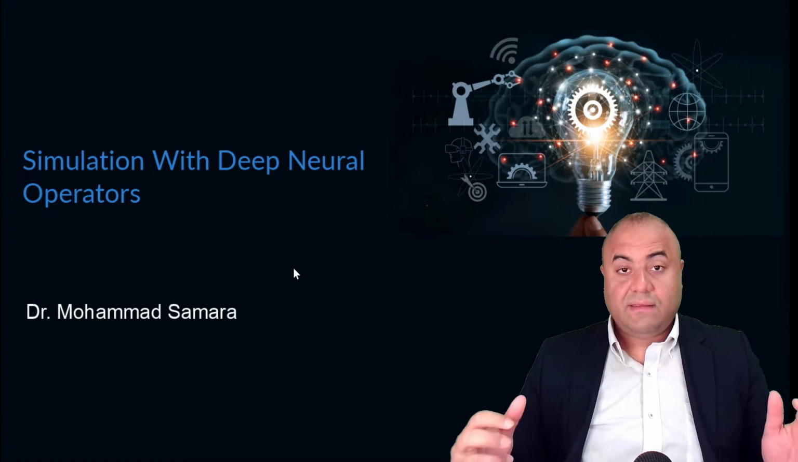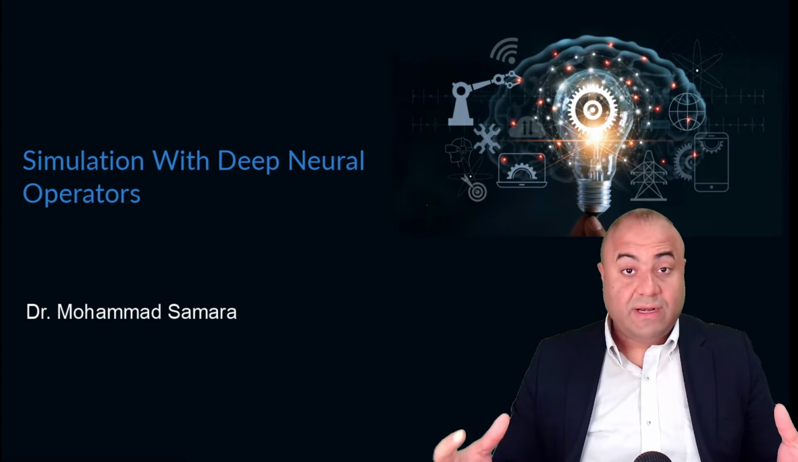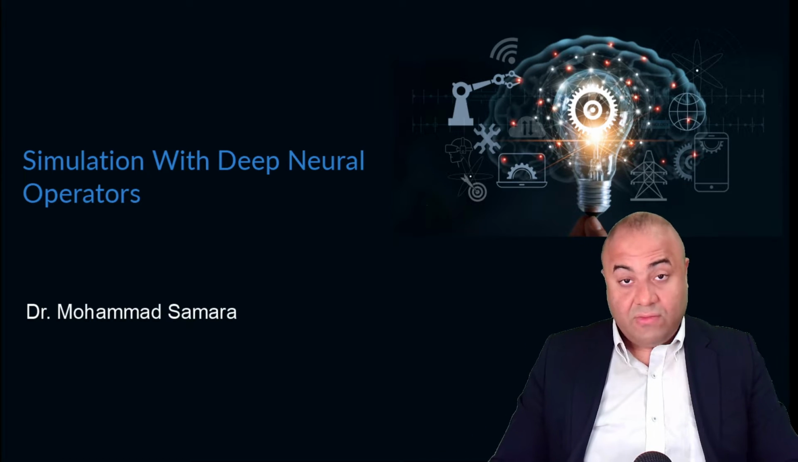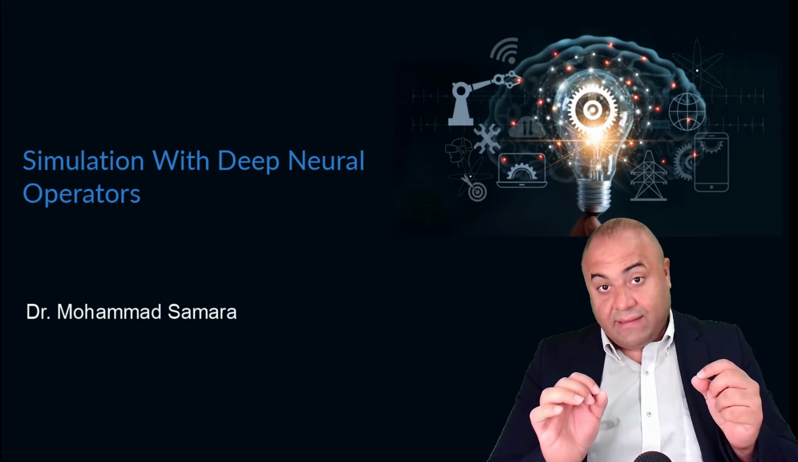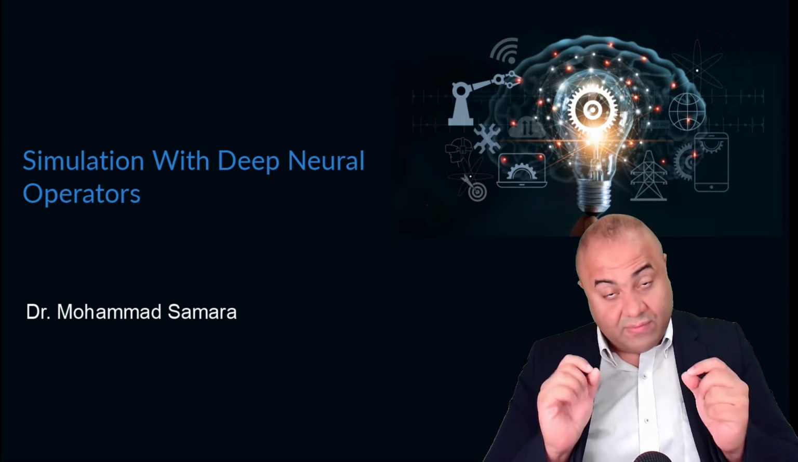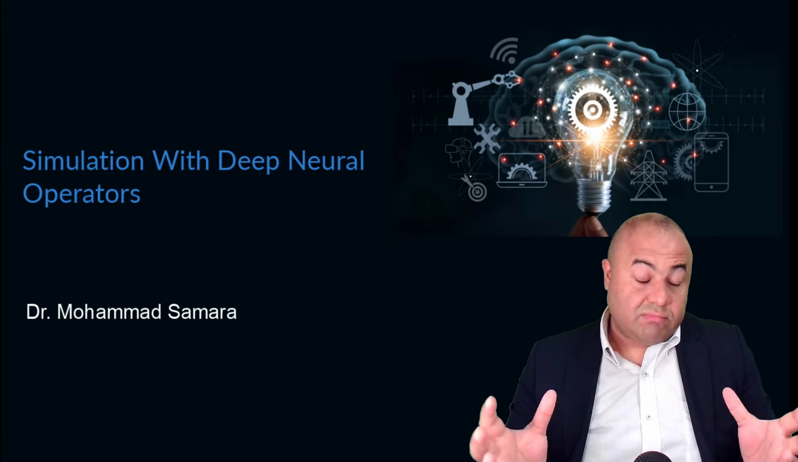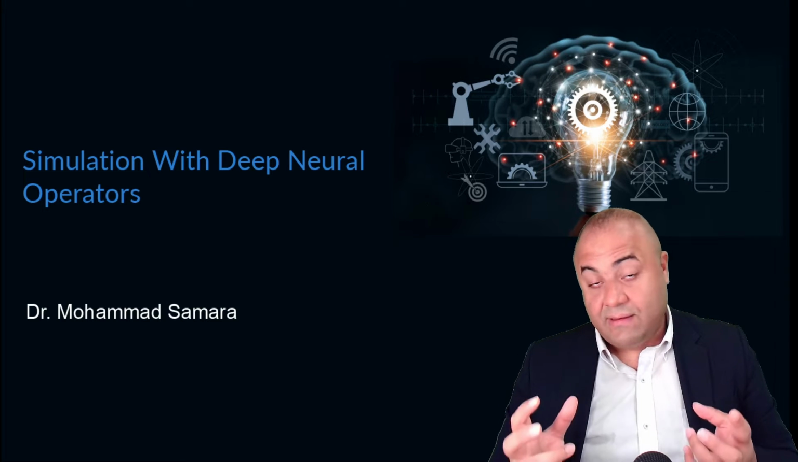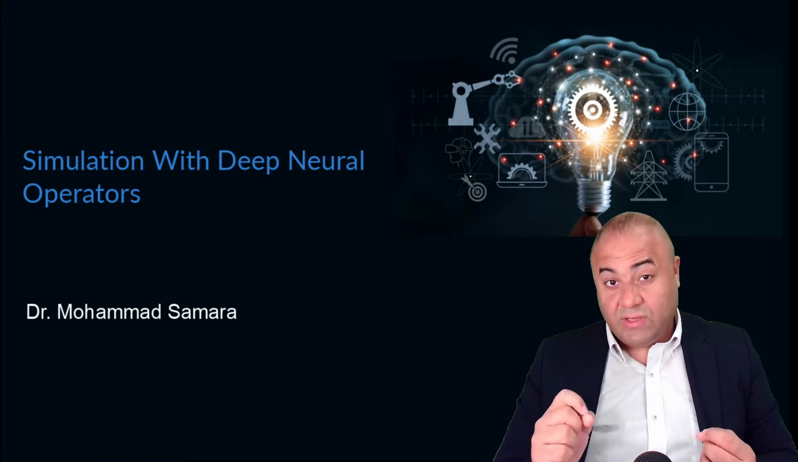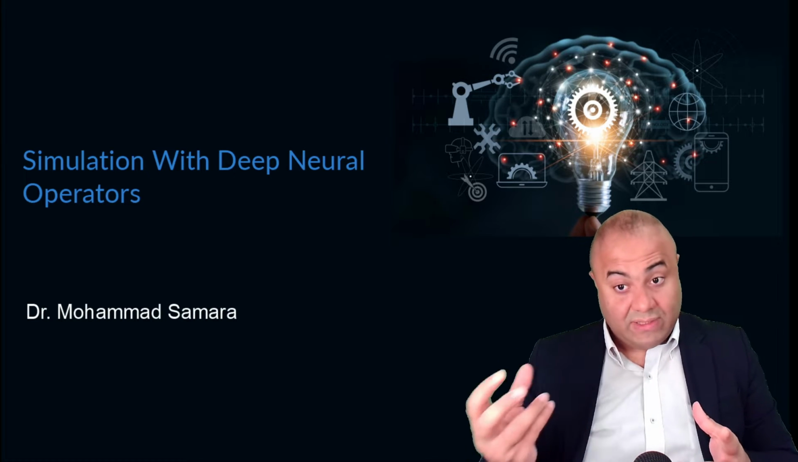Simulation by deep learning, or simulation with a deep neural operator, is a method that uses only data to actually perform the simulation. In this method, we don't directly give the neural operator the actual equations that are needed to calculate the value that we want to calculate.